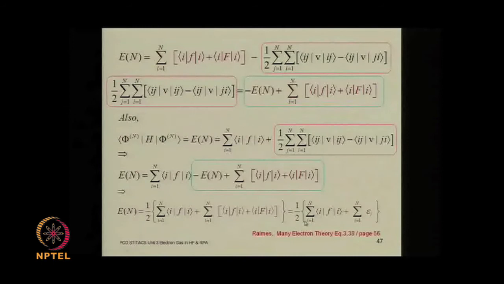It is half of I going from 1 through n matrix element of the one electron operator f plus I going from 1 through capital N, and these are the Lagrange multipliers of the Hartree-Fock theory.